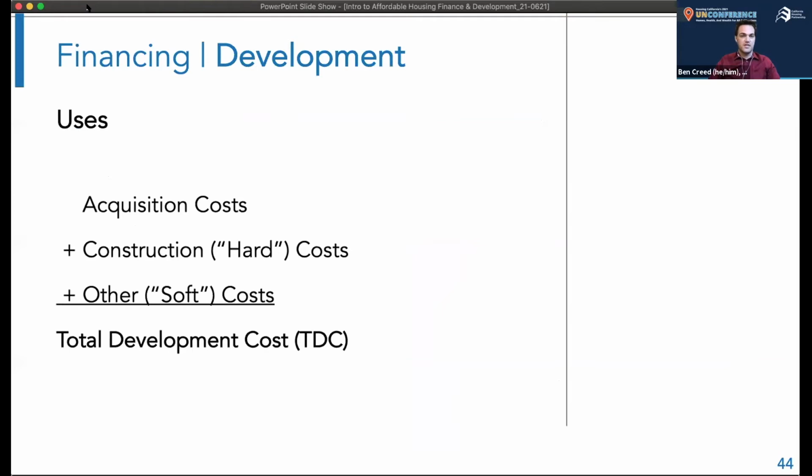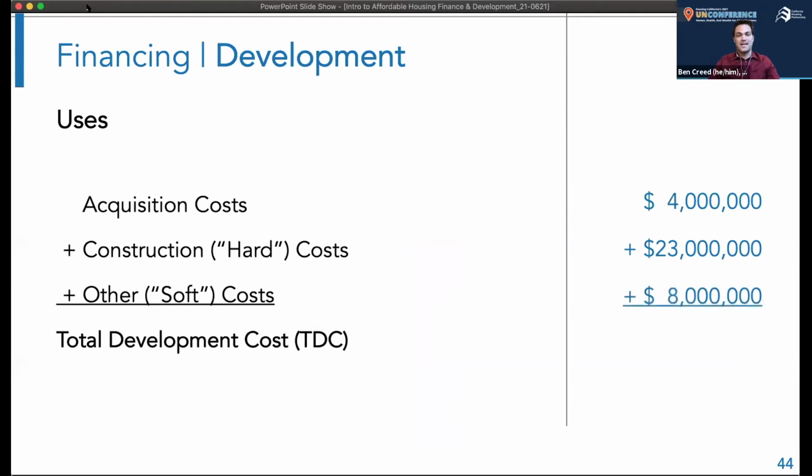So that was the operations side, all of those recurring costs. But as we saw, we have a lot of one-time upfront costs: acquisition, construction, sometimes called hard costs, and all the other costs, which are often called soft costs for shorthand. And so let's take an example here where maybe you have a project where the land is going to cost you $4 million, where your construction is budgeted at $23 million. Maybe you've got $8 million you're expecting for all the other consultants and the financing fees and the design expenses. And so you are estimating you're going to need $35 million to pay for this development.